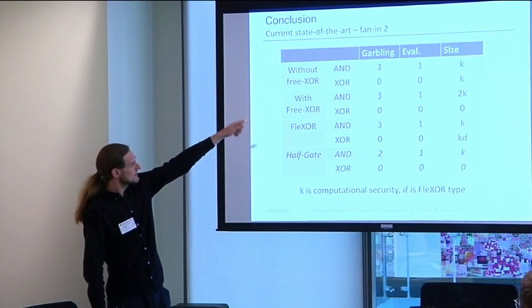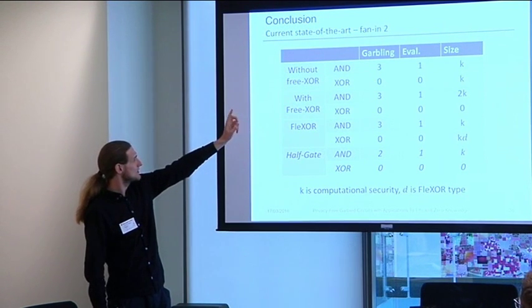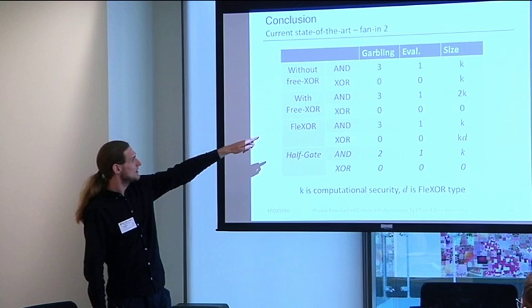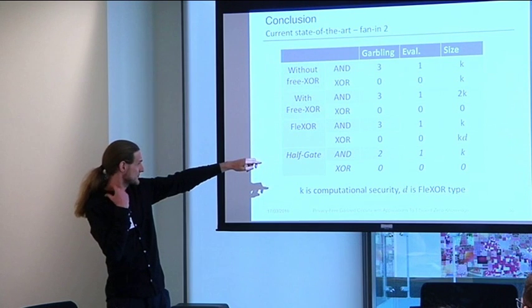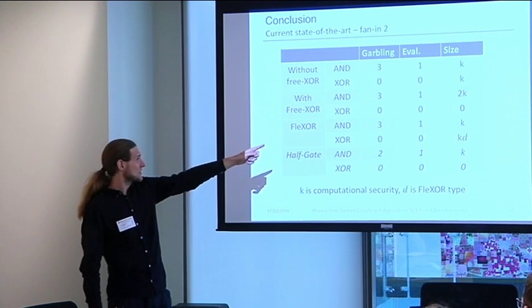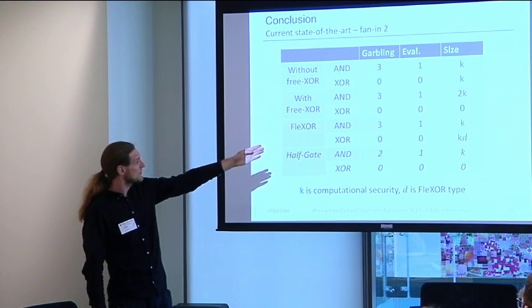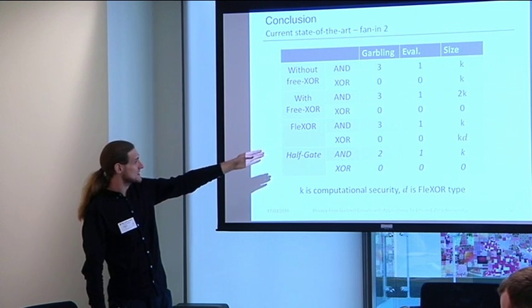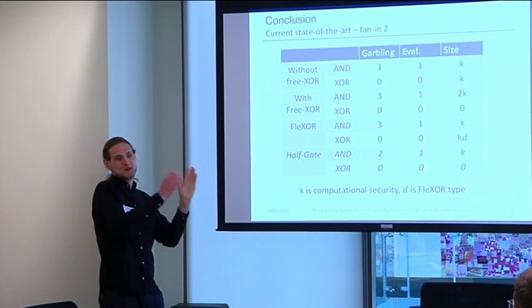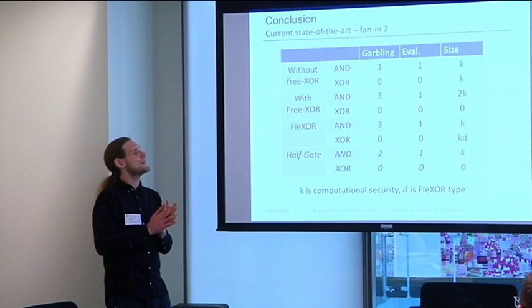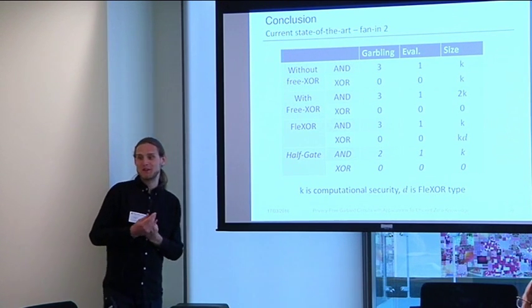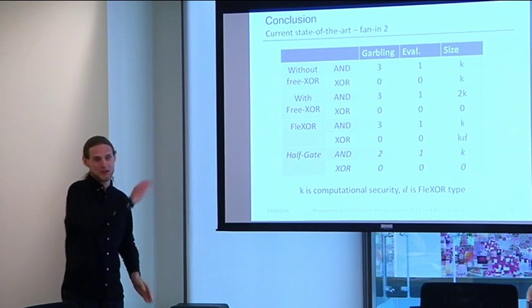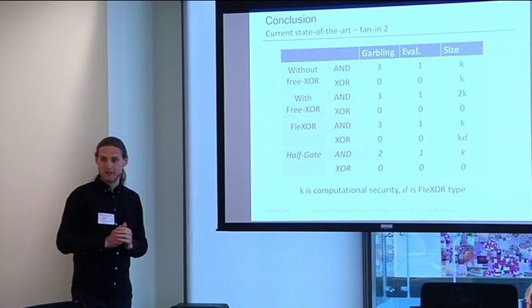The size is one ciphertext without free XOR for both AND and XOR gates, and two ciphertexts with free XOR. And FlexOR is one ciphertext for AND gates and somewhere between zero and two ciphertexts for XOR gates. Again, that depends on the topology of the circuit. That's basically following straight from what they wrote in the FlexOR paper.